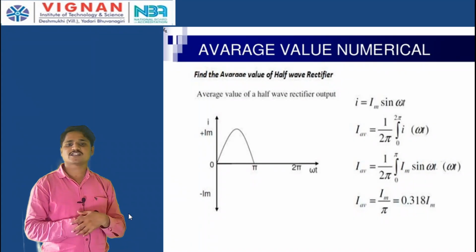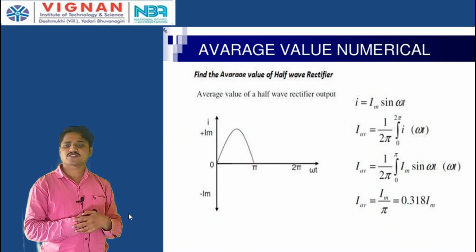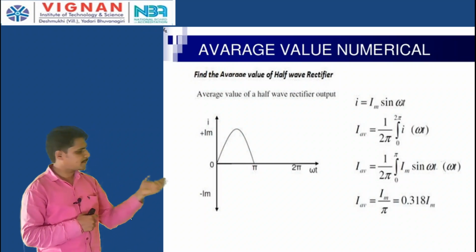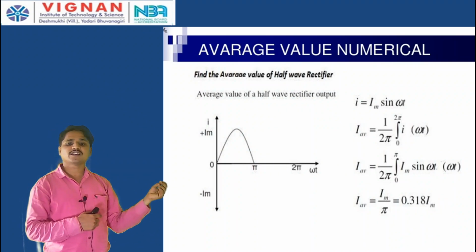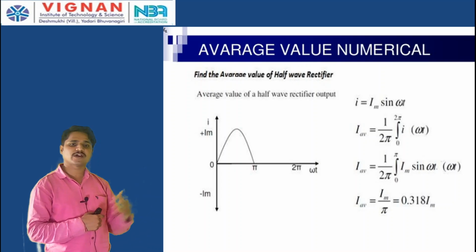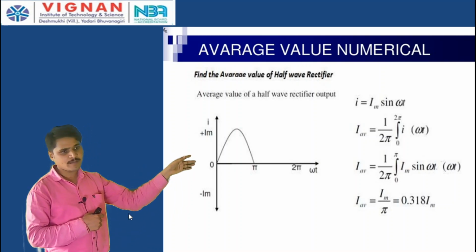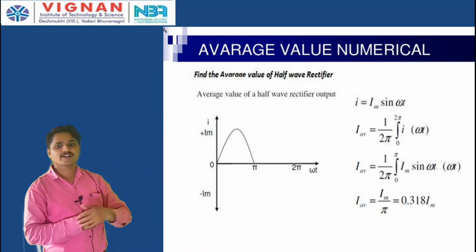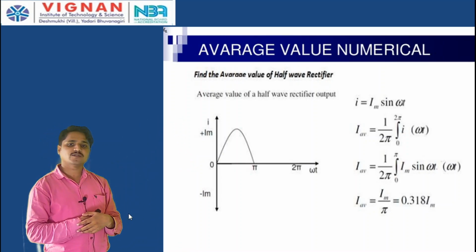So, minus cos pi is minus 1, minus into minus plus 1, that is 2 Im by 2 pi. So, 2 will get cancelled. So, Im by pi, that means 31.8% of the maximum value. For this given waveform, the average value or DC value is equal to 31.8% of the maximum value.